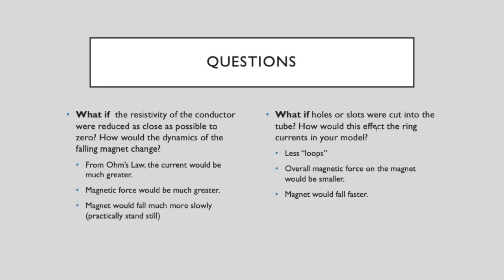If holes or slots were cut into the tube, then there would be essentially less loops in the roll of aluminum foil. Therefore, the overall magnetic force on the magnet would be smaller, and the magnet would fall faster.